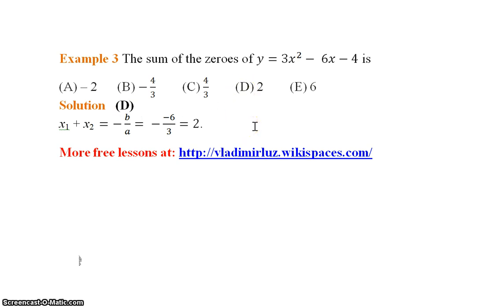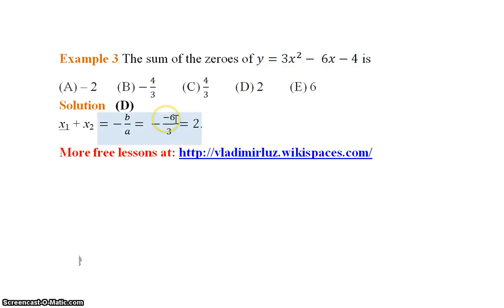And in order to answer this question, we need not find the zeros of the function. You can do this way, but it's better to apply Vieta's formulas. You know that the sum of the roots, the sum of the zeros of the quadratic function equals minus b over a. In our case, b is negative 6. I substitute instead of b negative 6, and a is 3.